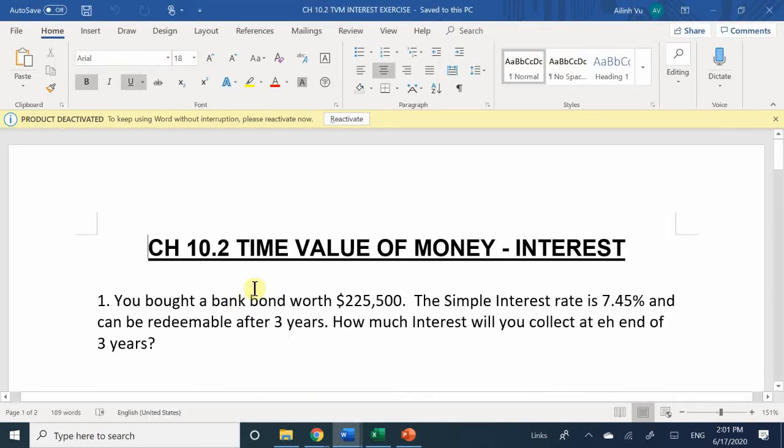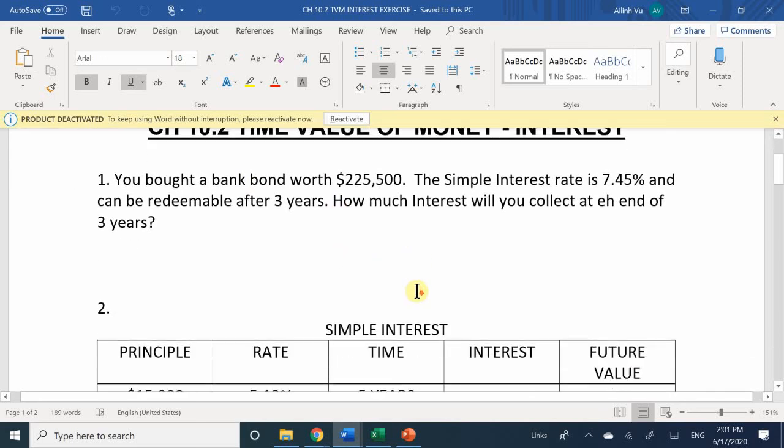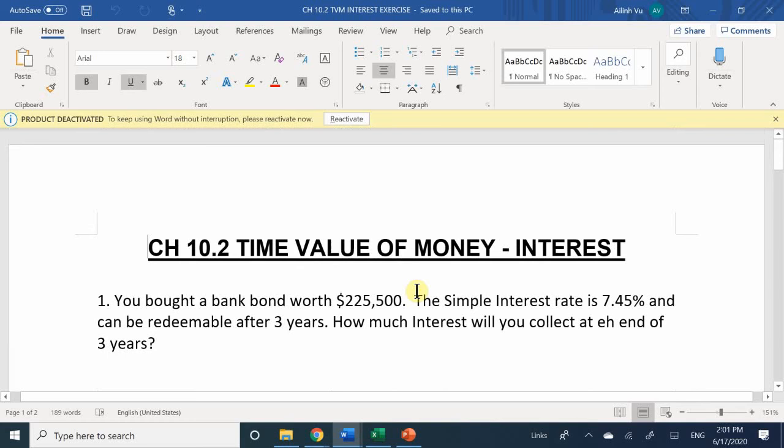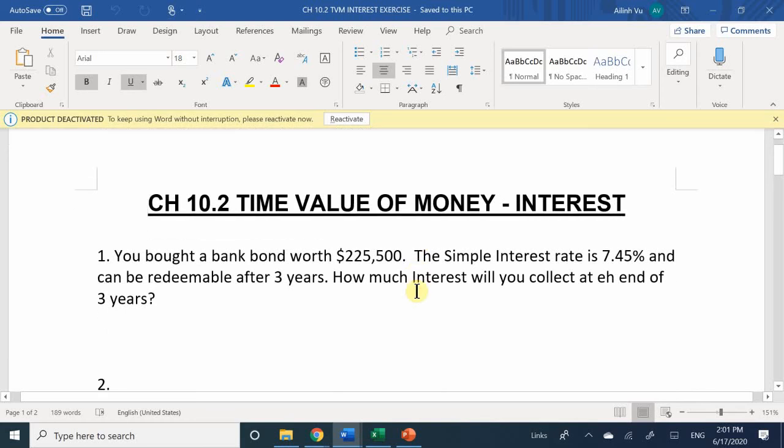So chapter 10.2, time value of money, interest. So let's go ahead and look at this. Now, this is a little more complicated, but it actually applies to your life. So for example, number one, you bought a bank bond for $225,500. The simple interest rate is 7.45%, and it can be redeemable after 3 years. How much interest will you collect at the end of the 3 years?